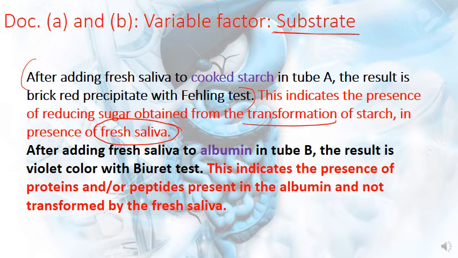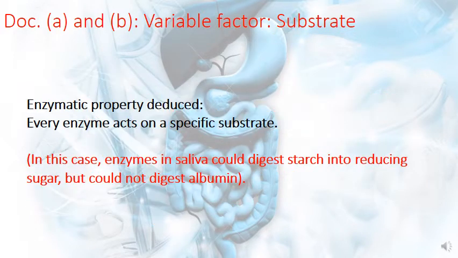However, after adding fresh saliva to albumin in tube B, here is the variable factor. Here we have cooked starch, here we have albumin. So this is the variable factor. The result is that we have a violet color with the Biuret test. So this indicates the presence of proteins and or polypeptides not transformed by the fresh saliva. So here we have digestion only in tube A and not in tube B.